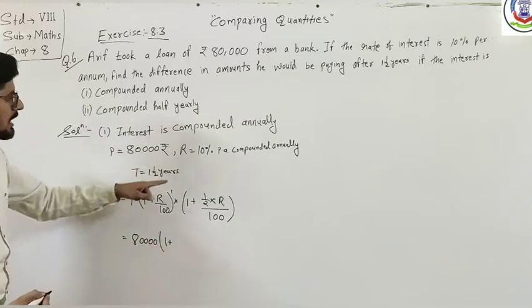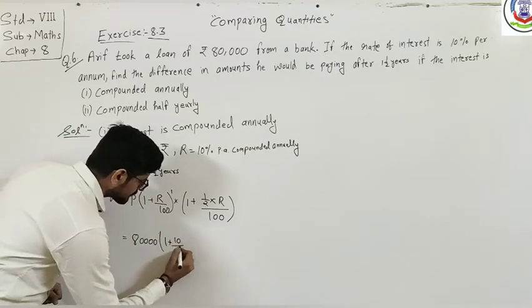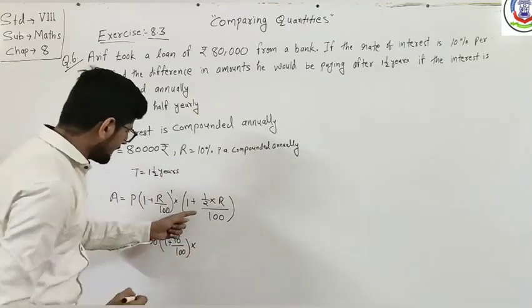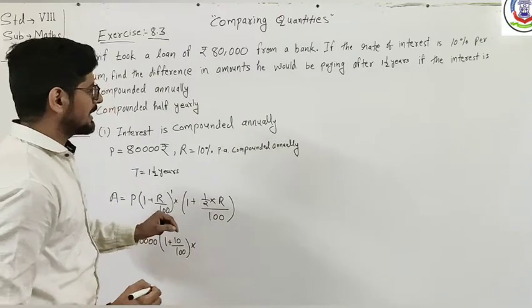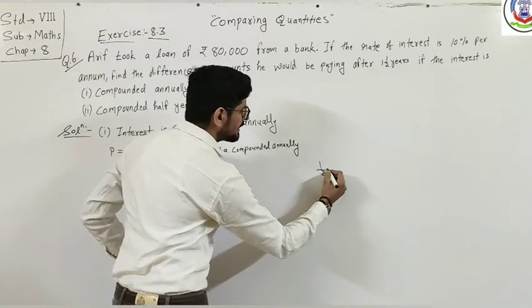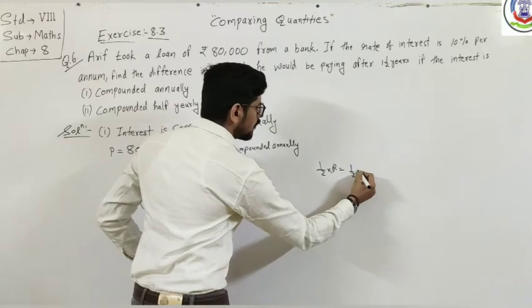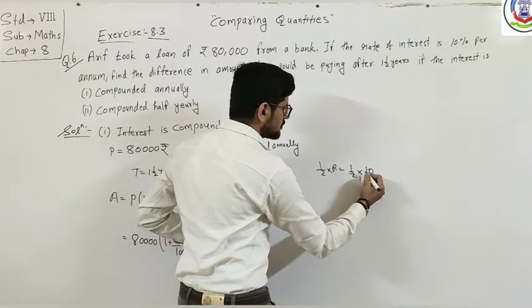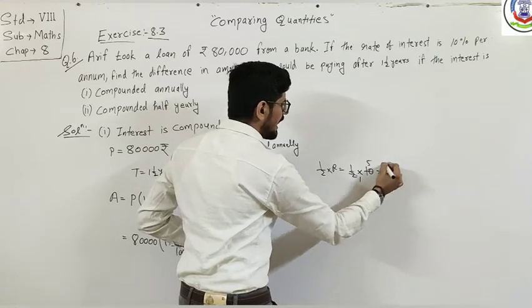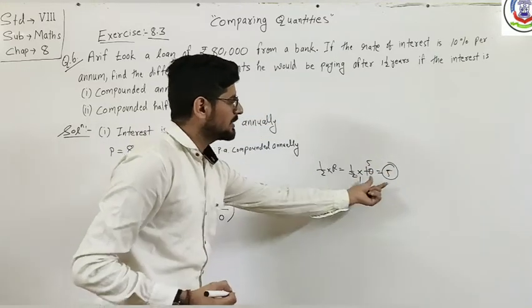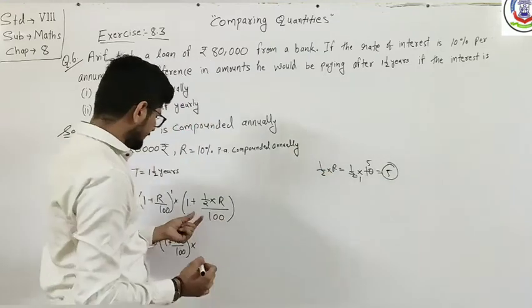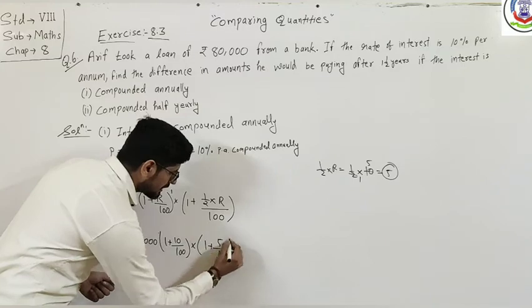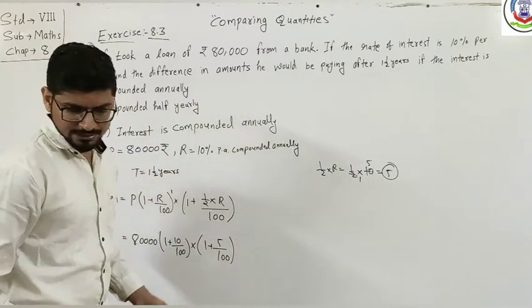1 प्लस R इज 10 बाय 100 multiply 1/2 multiply R. 1/2 multiply R is 1/2, R is your 10. So 2 ones are 2 and 2 5s are 10. You will get 5. So 1/2 multiply R is 5. So 1 plus 5 by 100. Clear?